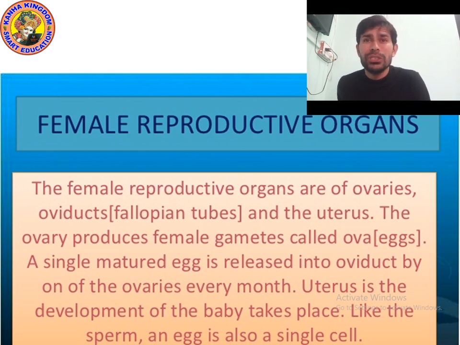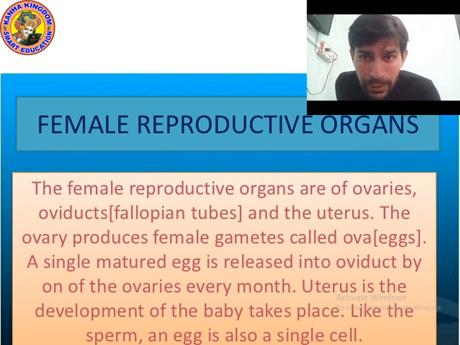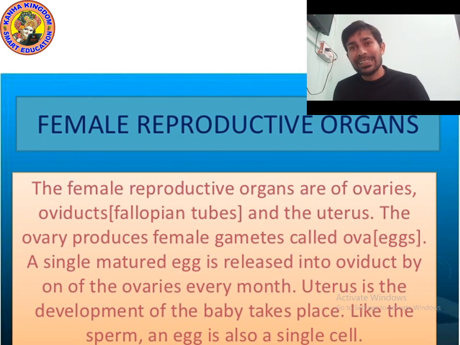A single matured egg is released by the ovary into the oviduct. The uterus is the part where the development of the baby takes place. Remember kids, the female cell, or female gamete, ovum, or egg, is a single cell. So that was all about the female reproductive organ.